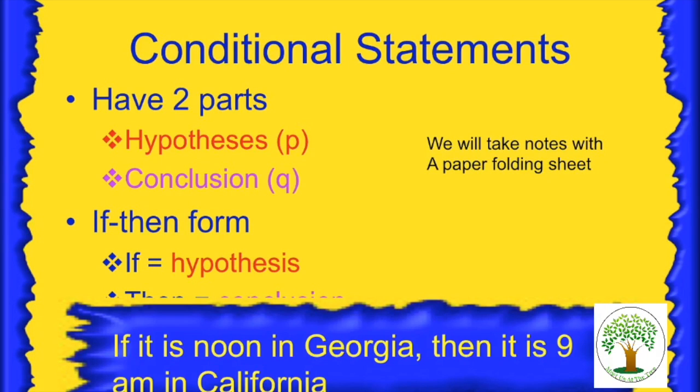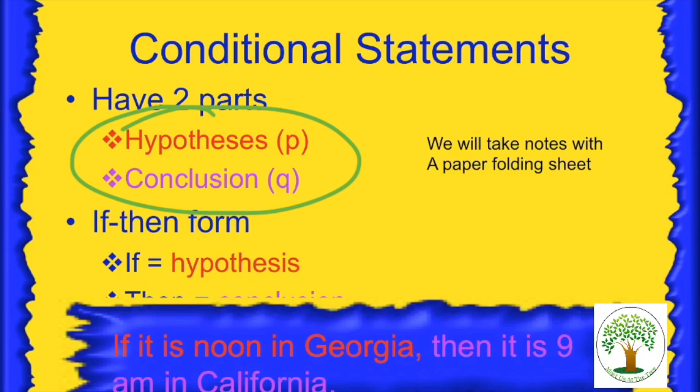Here is a statement. If it is noon in Georgia, then it is 9 a.m. in California. The red portion and the purple portion, the colors coincide with our red and purple up here. The red being the hypothesis and the purple being the conclusion. The if portion being the hypothesis, the then part being the conclusion.